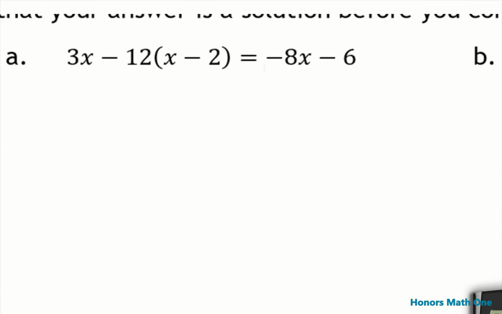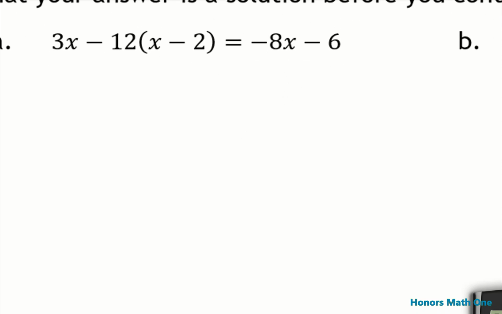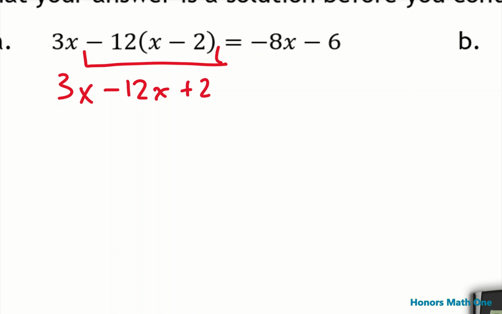So on this first one, if I rewrite a portion of this, that's one of our tools for solving equations, rewriting. I can write this as the 3x, and then the portion I'm going to rewrite is this, and I'm going to rewrite it as negative 12x and then plus the number 24. And of course that was rewritten using the distributive property. On the other hand, we simply have the negative 8x minus 6.